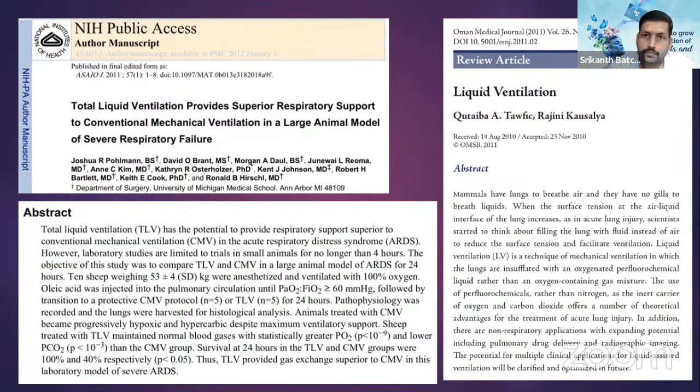So this liquid ventilation concept is not new. You will be actually surprised how I came across this one. I was reading one of the Dan Brown novels. At least some of you might be knowing, he writes some thriller sort of novels. So in that, in a scene, he wrote this.